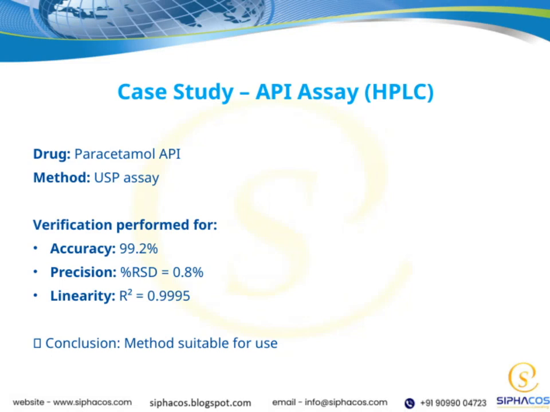Now, let's take a closer look at our case study involving the API assay using HPLC. Here, we're focusing on the drug paracetamol API, and the method employed is the USP assay, which is a standard approach for determining the potency of active pharmaceutical ingredients. We performed several key verification steps to validate this method. First, accuracy, which tells us how close our measurements are to the true value, was recorded at 99.2%.